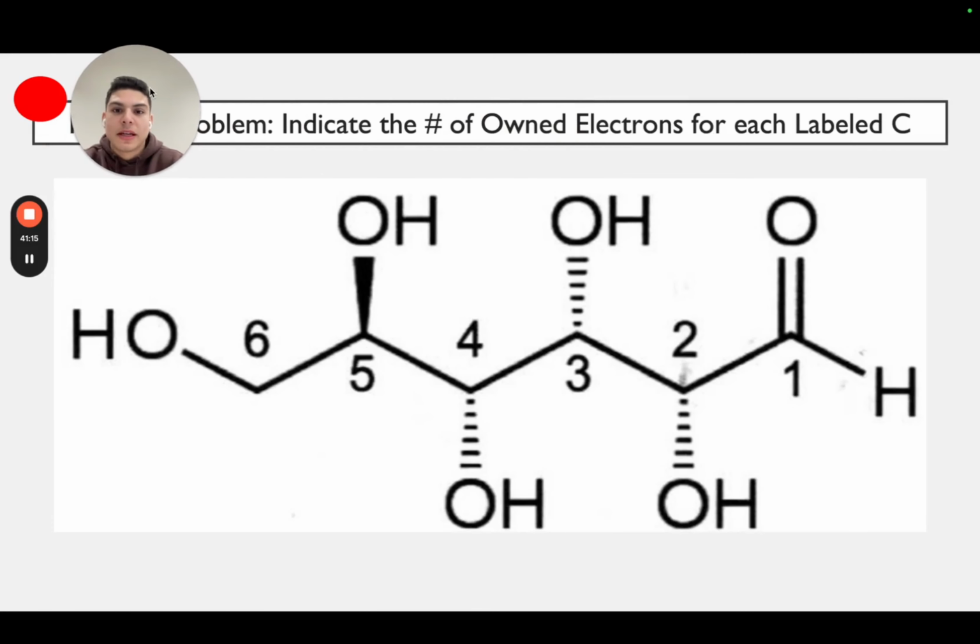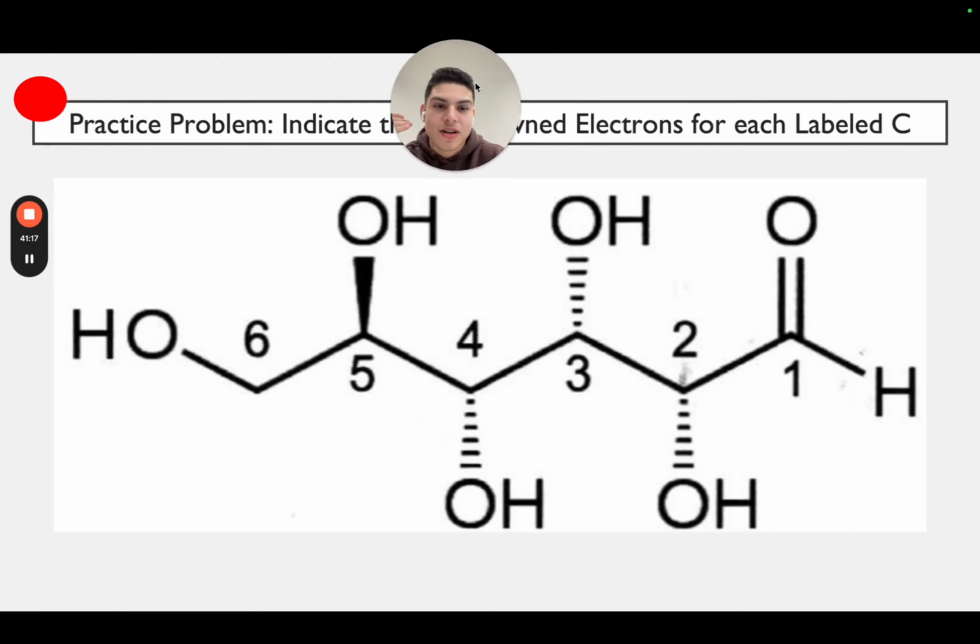And then here's a practice problem where you indicate the number of owned electrons for each labeled C. Just a word of advice: for previous exams, ones that I took and also one that I graded last year, they did have a problem like this.